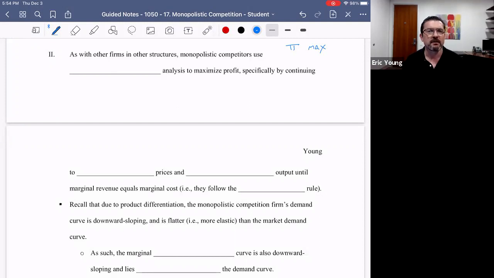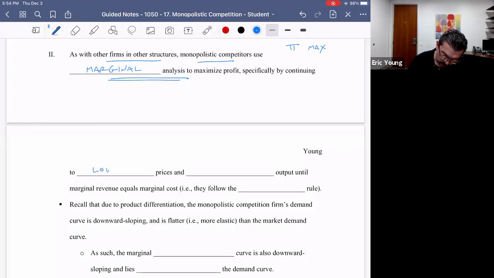And the big thing to bear in mind here is, while the outcomes may be different, the steps are going to be the same as before. Because as with other firms and other structures, all the firms in monopolistic competition simply use marginal analysis. As always, marginal analysis to maximize profits. Specifically, the firms in this industry, like other firms, will continue to lower their prices and raise their output until marginal revenue exceeds marginal cost.